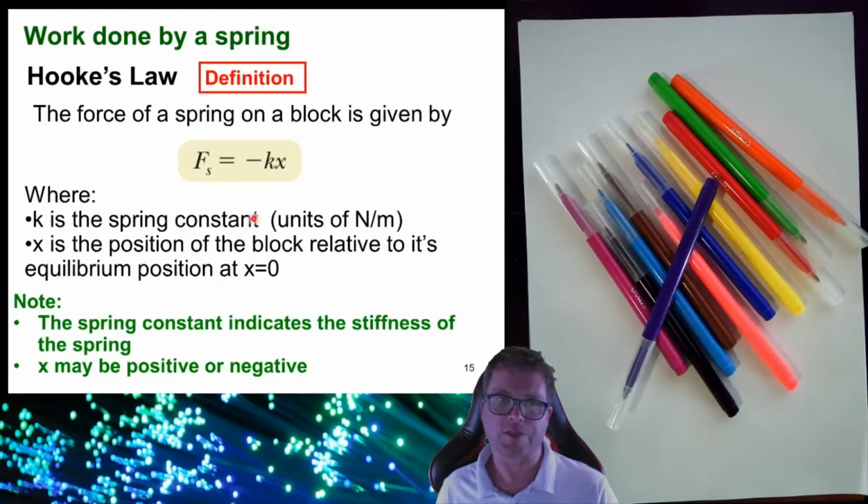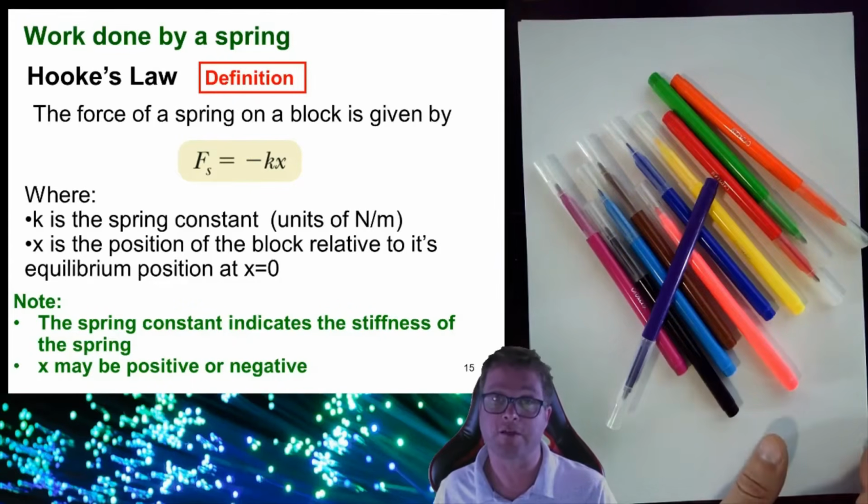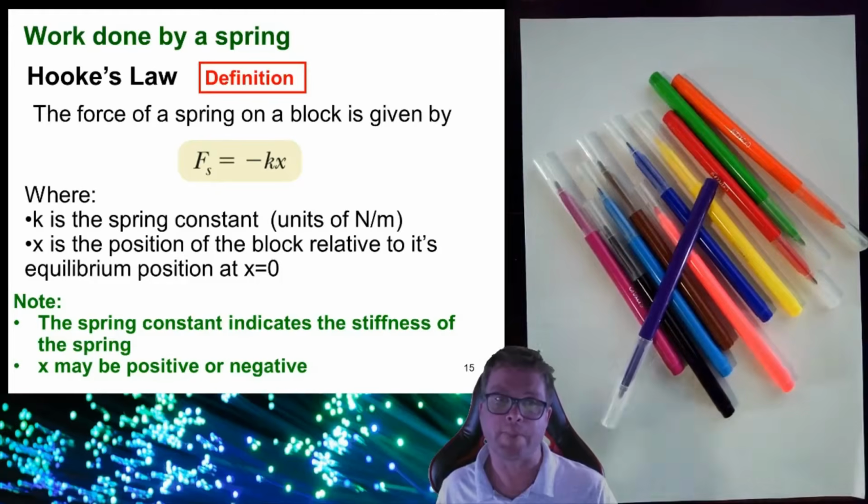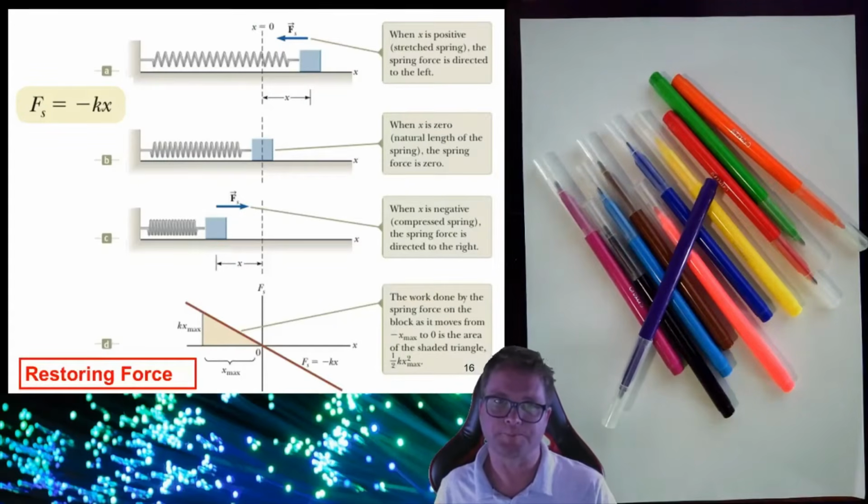Just to note that the spring constant indicates the stiffness of the spring. So if it's a very stiff spring, if it's a tight spring, then k is going to be a big number, a large number. If it's a very loose spring, then k is going to be a small number. x may be positive or negative depending on the position of the block.